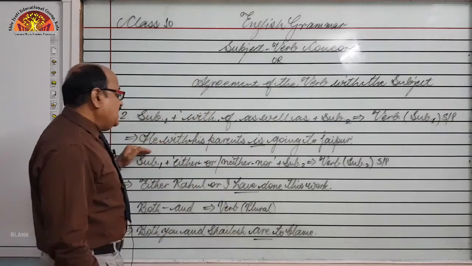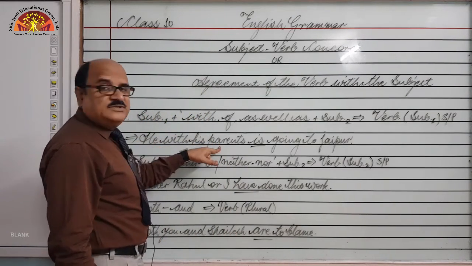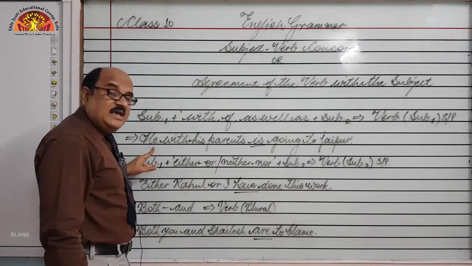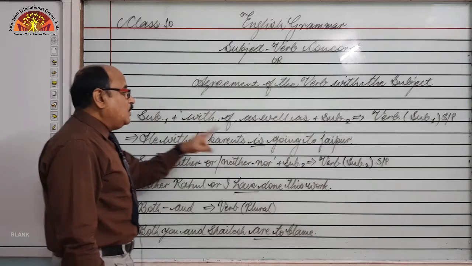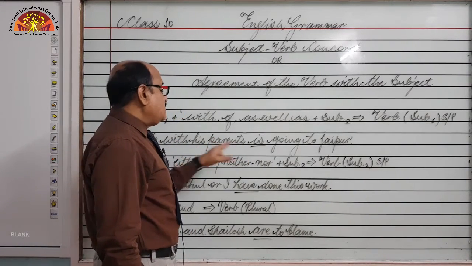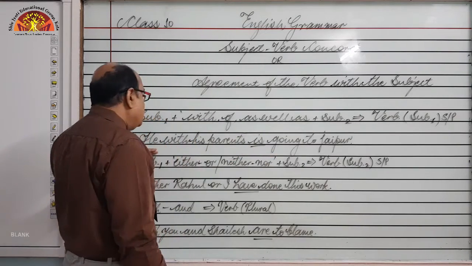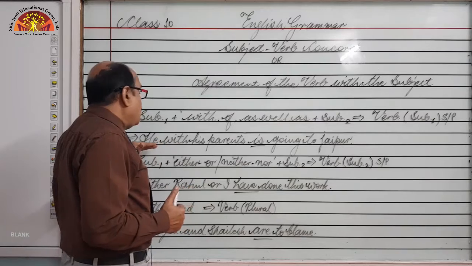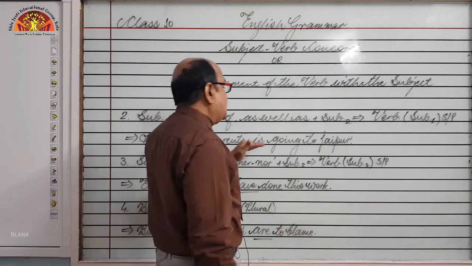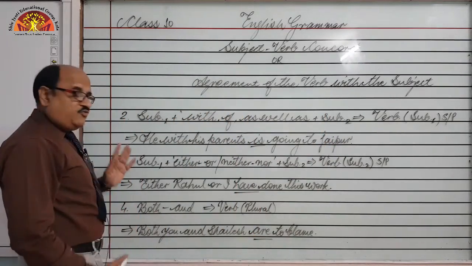Here, "with" is there, "he" is there, "his parents" is there. So, what to decide? "He" is to decide, right? So, "is". But generally students write "are": his parents are going to Jaipur. This is incorrect, because chiefly we are talking about "he", not his parents. So, he with his parents is going to Jaipur, right students? Rule number 3.